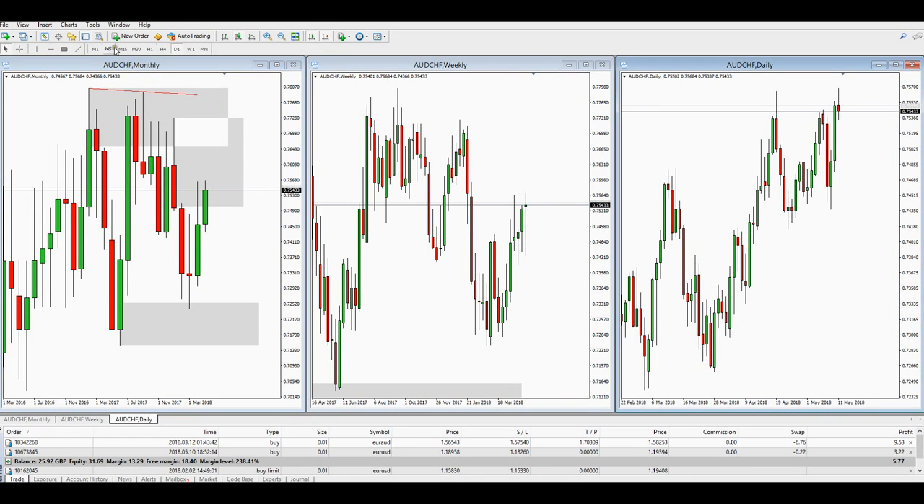For example, nice level here on the daily, and there is room, you can see on the weekly. We are into that monthly level though. But if you're looking for a short-term trade, these are the levels that I look at.